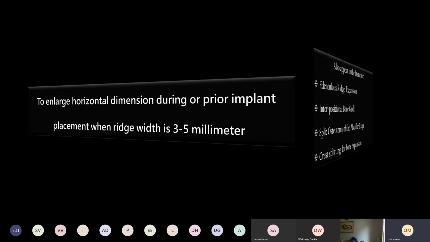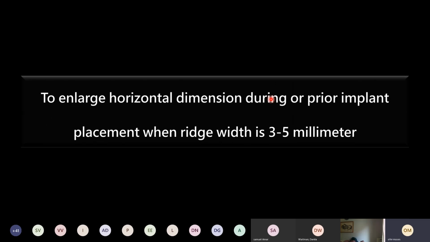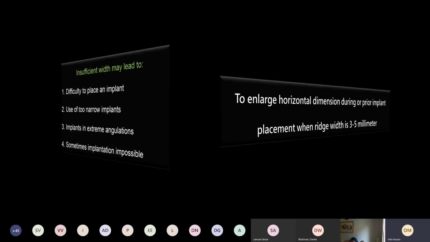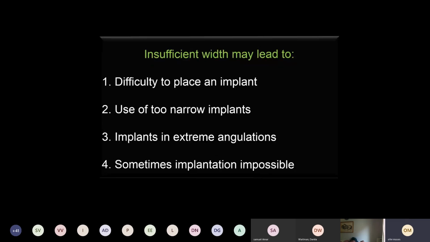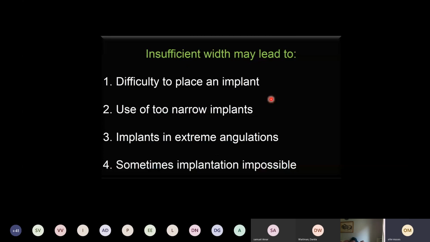And we use it in order to enlarge the horizontal dimension during or prior to implant placement, when ridge width is between 3 to 5 millimeters. And the insufficient width may make it difficult to place an implant, lead to use of 2 narrow implants, which do not fit the function, may lead to implant placement in extreme angulation, and sometimes implantation is impossible.